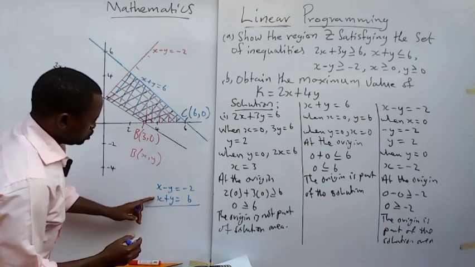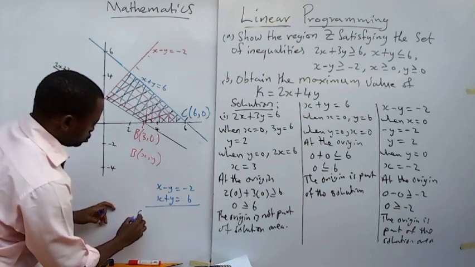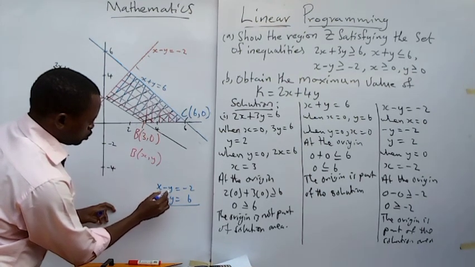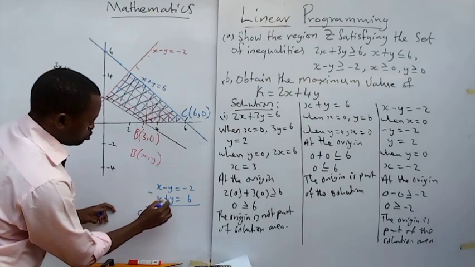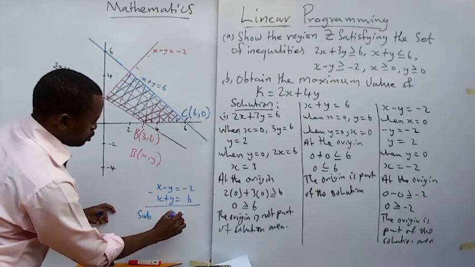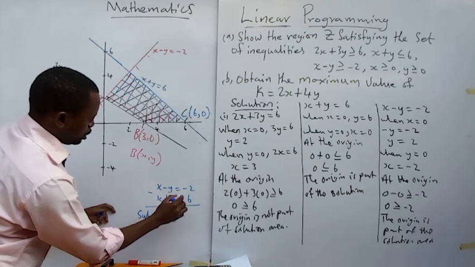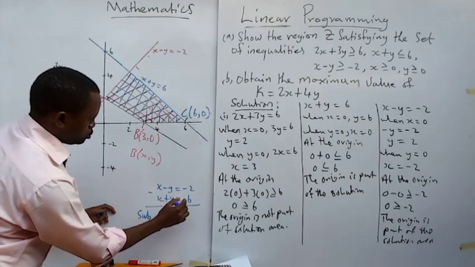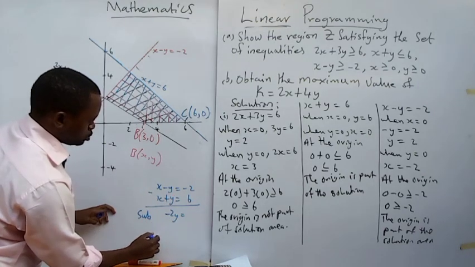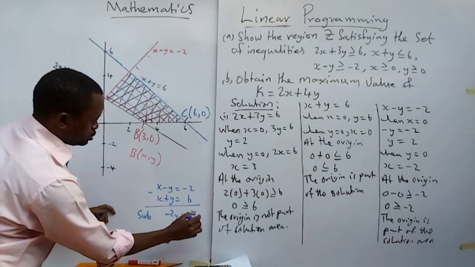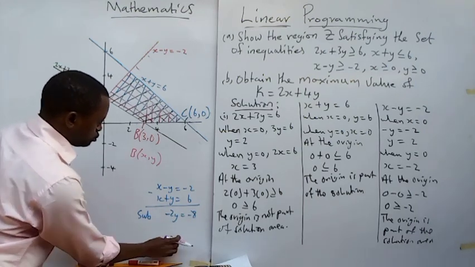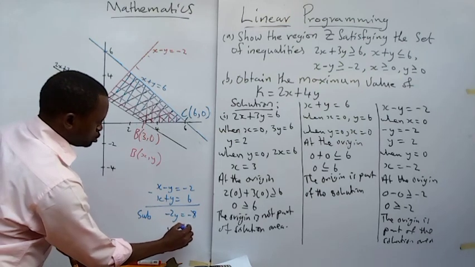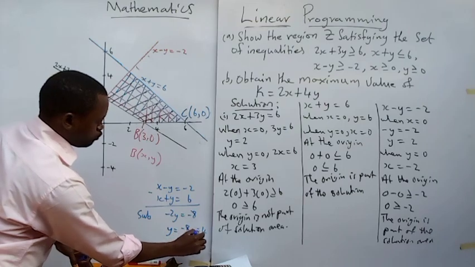Now, if you watch, the coefficients of x are equal here. So if I subtract, x minus x is 0, minus y minus plus y gives minus 2y, equals minus 2 minus 6, which is minus 8. If I divide both sides by minus 2, I have y equals minus 8 over minus 2, which is 4.